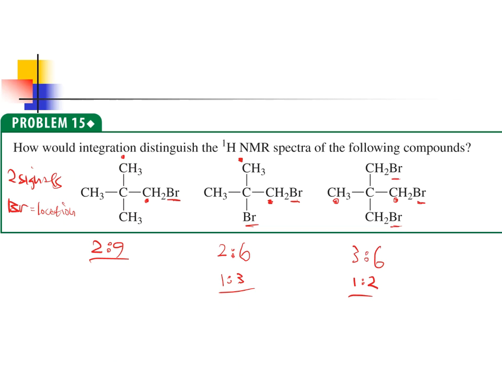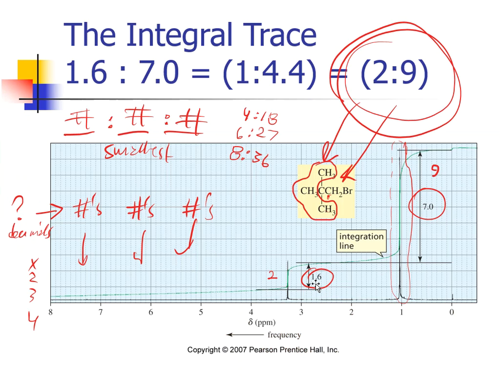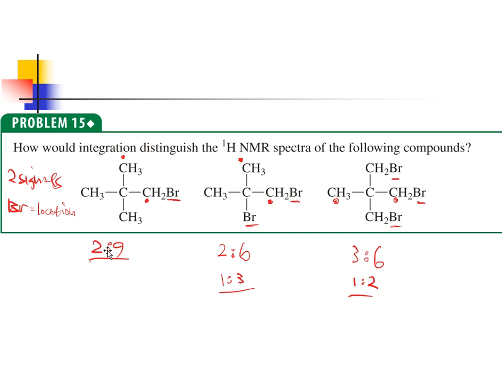And this is how integration will be able to help determine which of these NMR spectra will match to these compounds the best way. The first one will give me a 2-to-9 ratio. The second one will give me a 1-to-3 ratio. And the third one will be a 1-to-2 ratio. And those numbers that appear on the NMR will allow me to calculate the ratio and try to match it to one of these. And whichever one matches the best, that's probably the one that goes along with that NMR.